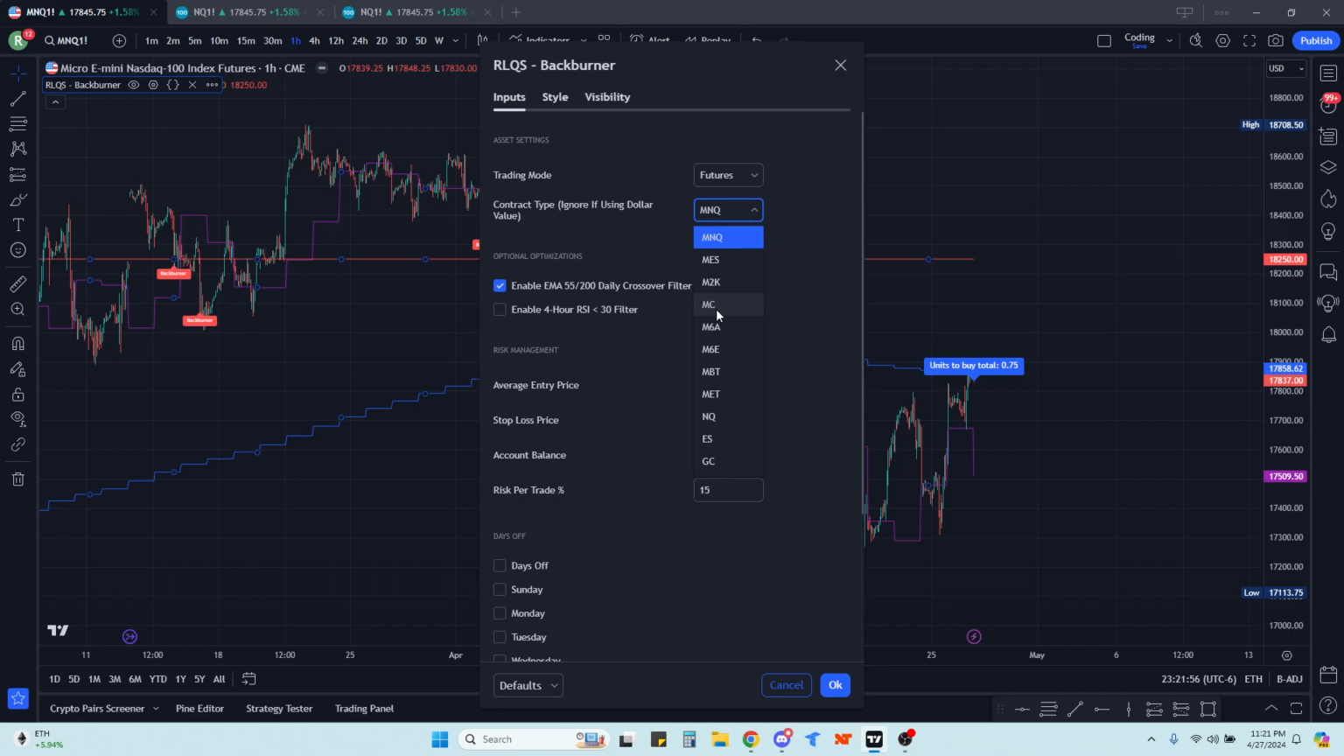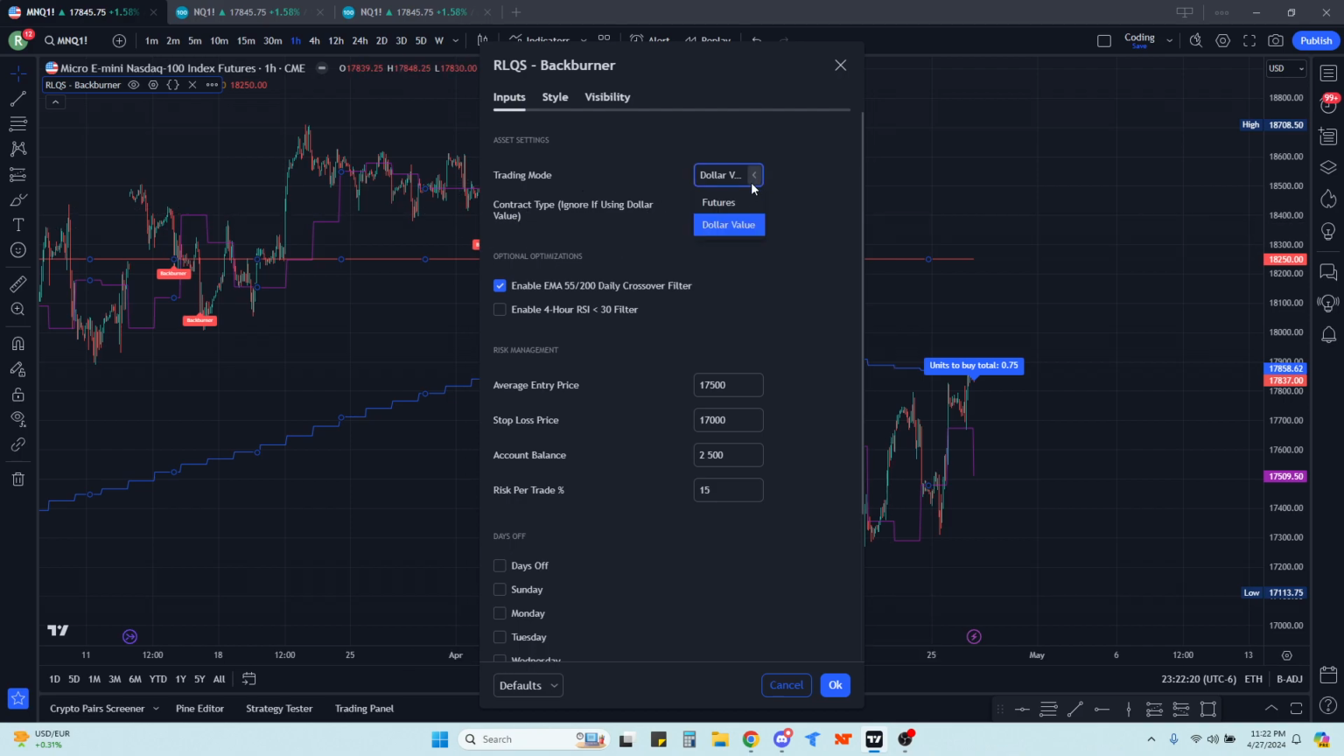I don't remember what MC is. Oh, copper. We have a couple Forex pairs, a couple cryptocurrency pairs, and then the E-mini pairs, gold, that sort of stuff. Oh, this is gold. Anyway, long story short, you can choose between different futures. If you're not trading futures and say you're on cryptocurrency or something, just change the dollar value. Ignore this contract type. You don't need to look at it.